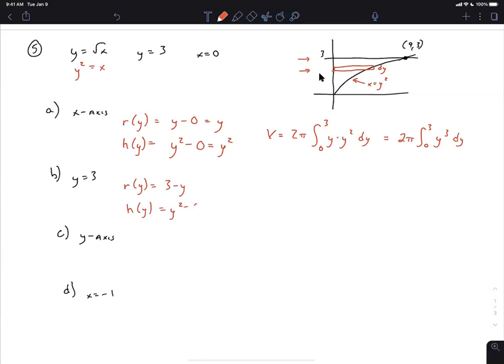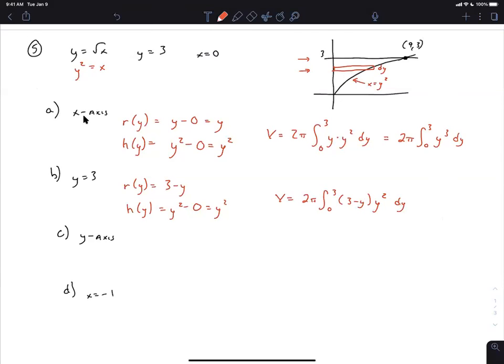H of y is the same thing. It's the right x minus the left x. So it's y squared minus 0, which is just y squared. Volume is then 2 pi RH. So 2 pi integral 0 to 3 of 3 minus y times y squared dy. And now to evaluate that, you would want to distribute the y squared. But other than that, it's not too bad. Does that make sense?